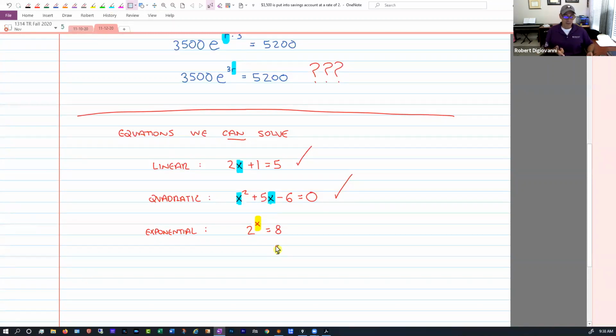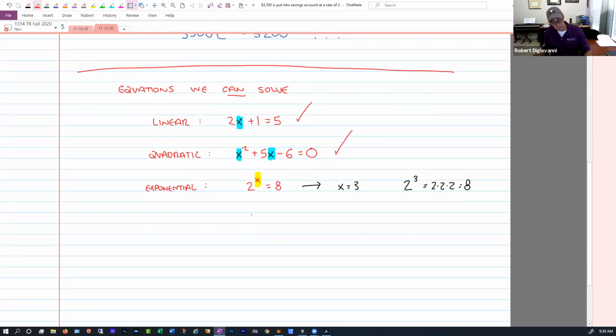Now, you might be able to tell me the answer to this. Someone might say, oh, x is 3, because if I take 2 and cube it, 2 times 2 times 2, that gives me 8. But you're doing that just because you know what 2 to the third power is. If I give you something like 5 to the x equals 8, there's no way you're going to be able to tell me what x is. Do you see the huge contrast between the linear and quadratic, which we can do, and the exponential? 5 raised to what power gives you 8?